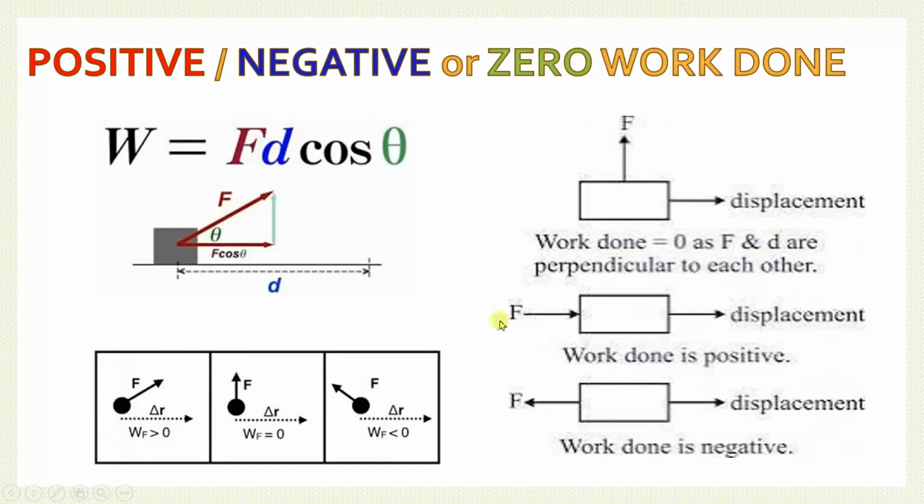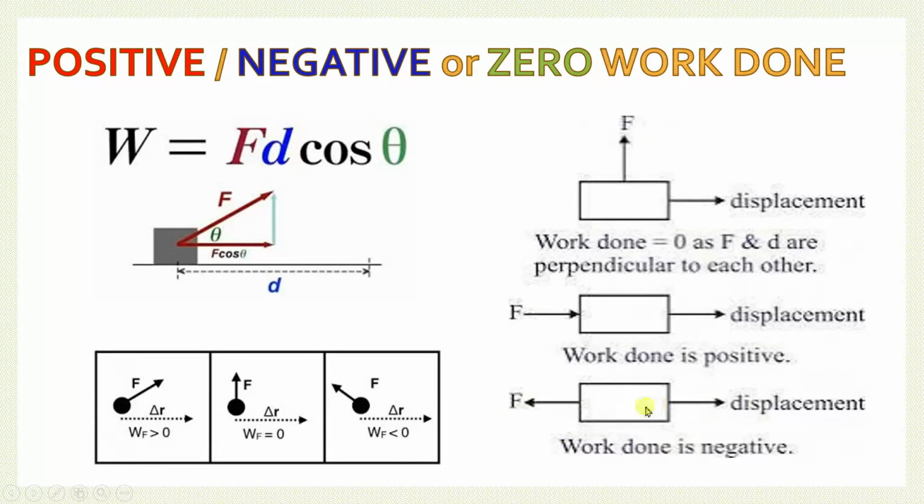ठीक है, if force and displacement are in the same direction, means the angle is what? Yes, 0 angle. तो cos of 0 is 1. ये भी याद किया है हमने. So this will be the one factor. So work done will be simply the multiplication of force and distance. This will be 1. ठीक है? So work done is positive.